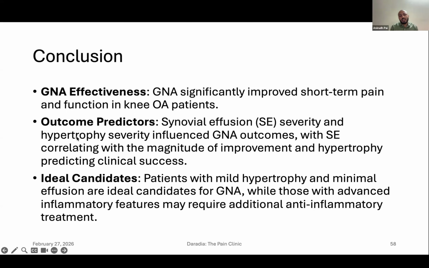Ideal candidates for genicular nerve ablation would be patients who have mild hypertrophy and minimal effusion, while those with advanced inflammation may require additional anti-inflammatory therapy before we consider them for ablation.